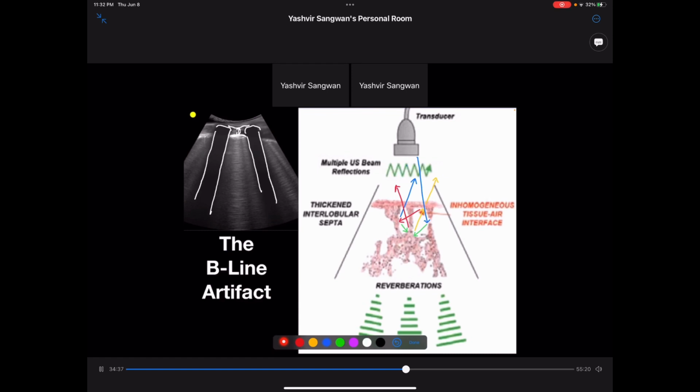And below the pleura, we are looking at these vertical lines that look like lung rockets. They start from the pleura, not above it, not below it. They continue as far as the eye can see, no matter what the depth of the ultrasound. They erase all A lines and they continue to get wider and wider.